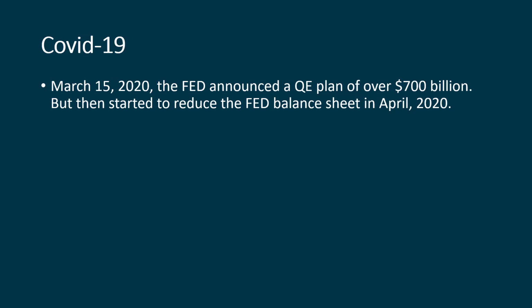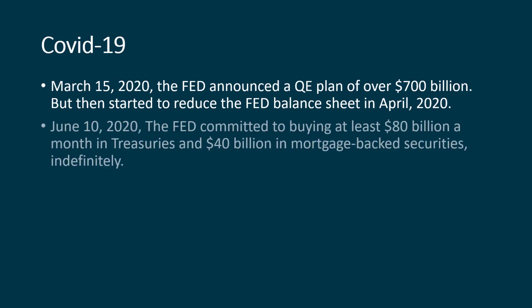What they started to do was taper off their balance sheet in April 2020. They threw some money into the market with the idea of, okay, now we're going to roll that back. But then things started to not look very good. So then on June 10th of 2020, the Fed committed to buying at least $80 billion a month in treasuries, these are bonds, and $40 billion a month in mortgage-backed securities indefinitely. And so they keep buying this month after month after month, and that's a lot of money. The idea is to increase the money supply and keep interest rates low.